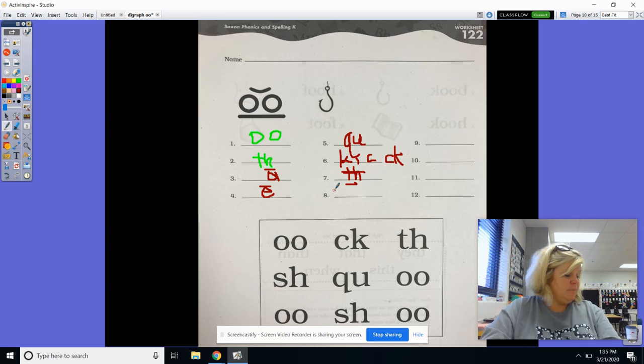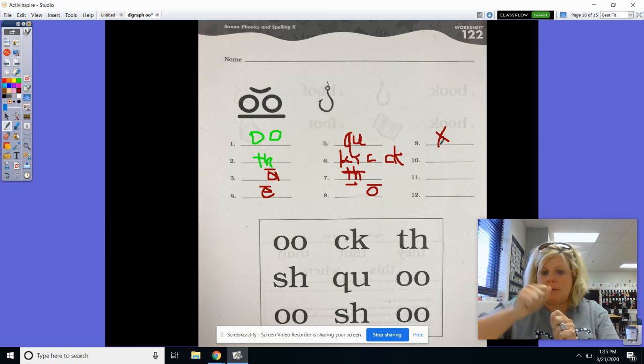Number 8. What letter says O? It's a long vowel with a macron. Number 9. What letter says X? It sounds like a can opening, right? Like a soda can popping open.